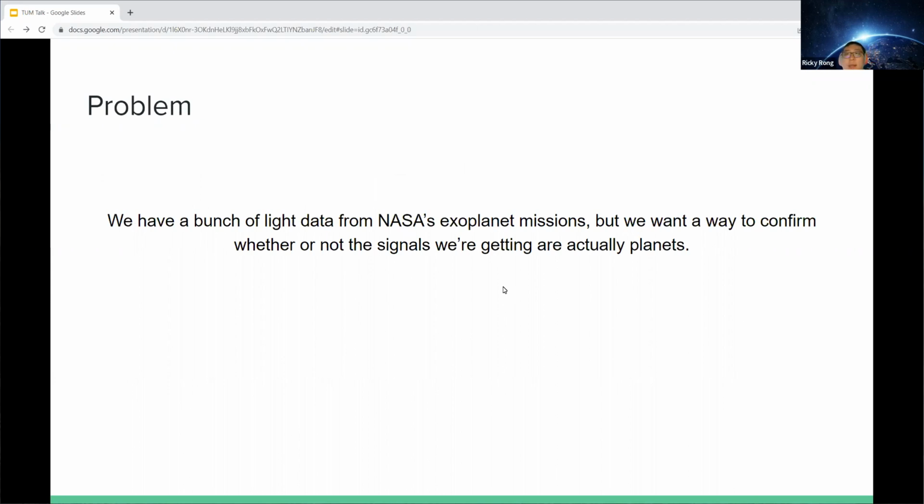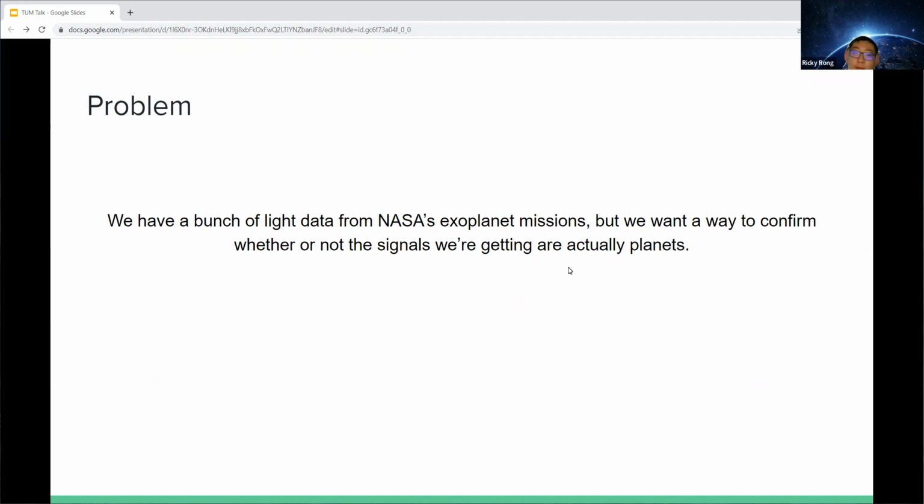Cool. So let's talk about the actual detection now. The core problem that we're trying to solve is that a bunch of light data comes in from NASA's exoplanet missions. These are missions like TESS and Kepler. But this data is, one, messy, and two, we want a way to actually confirm whether or not this data actually comes from planets or some other sources. I'll go a bit into this, and you'll see what I'm talking about in a second.